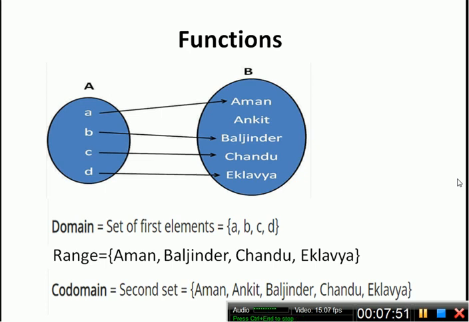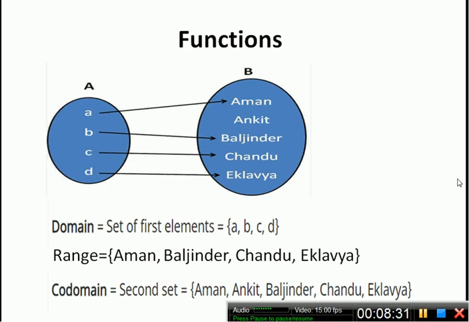Here we must get only the unique output. For every input we must get a unique output. One simple example: if I ask you, what is the name of your father? Then what is the answer? There is only one answer, one output. This is a function. We must get a unique output.